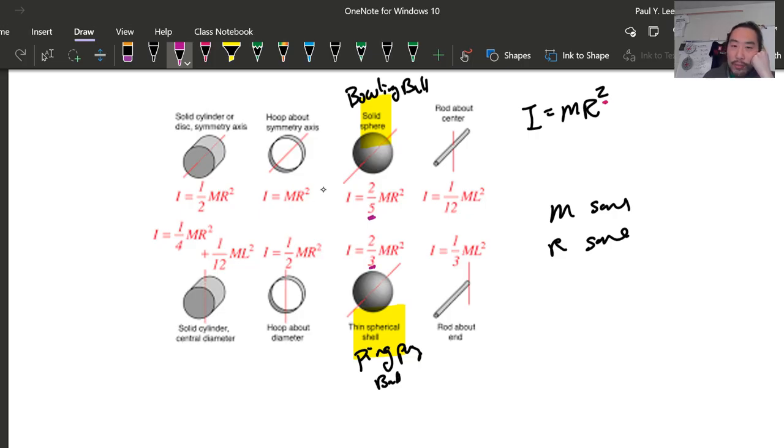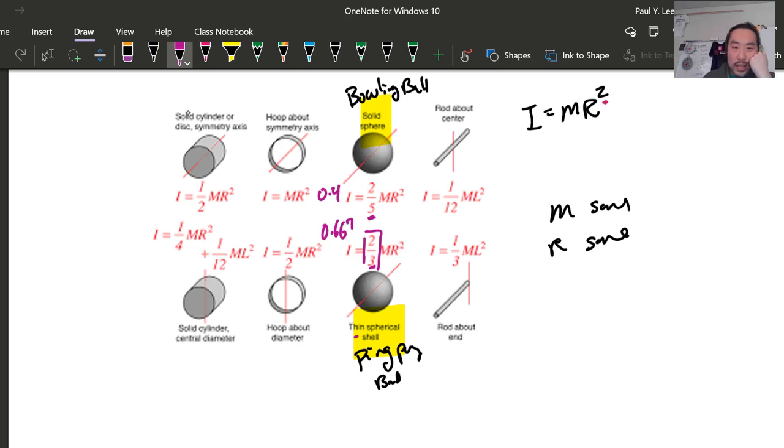So if you have two objects, same mass, same radius, that's rolling towards you, it would be harder to stop the thin spherical shell because 2/3, or 0.667 repeated, is greater than this 2/5, which is 0.4. So this has a greater rotational inertia than this solid sphere.